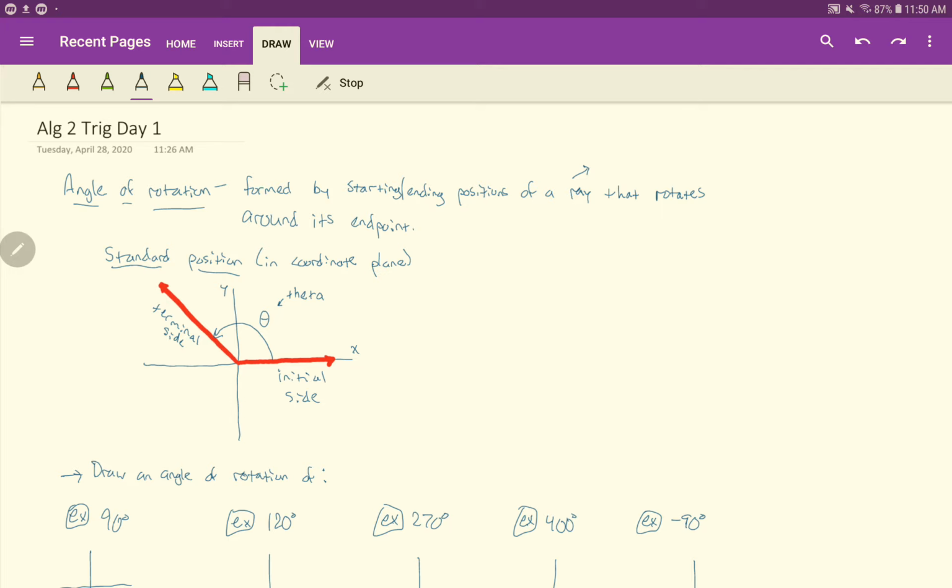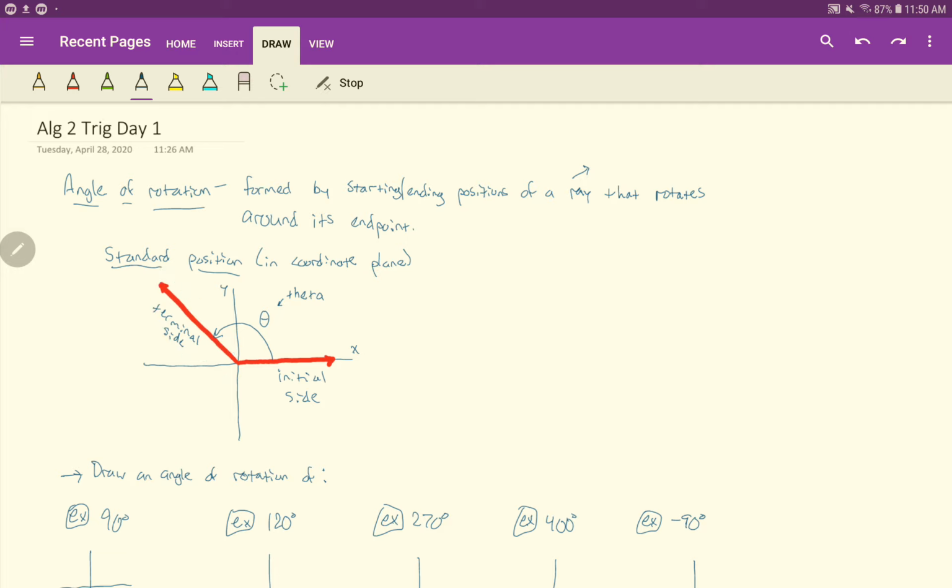You can take those two rays and put their vertex at the origin in the coordinate plane, and you get the drawing you see right here. This is called standard position. One side of the angle is on the x-axis, and that's called the initial side, where the angle starts. Then it opens up this amount, and wherever it stops creates the terminal side, the other ray, where it ends.